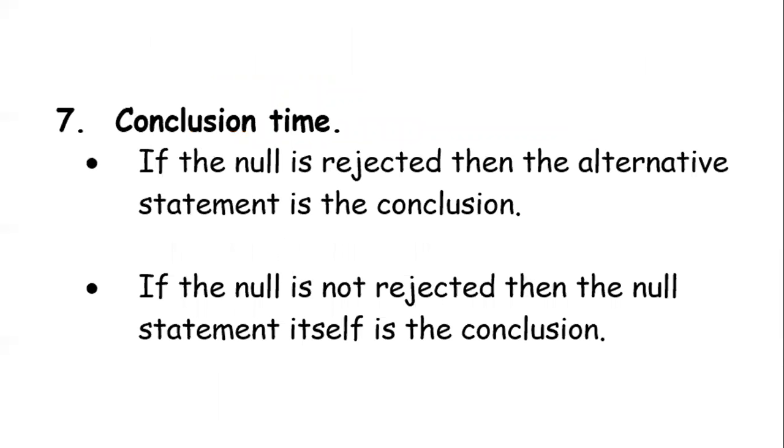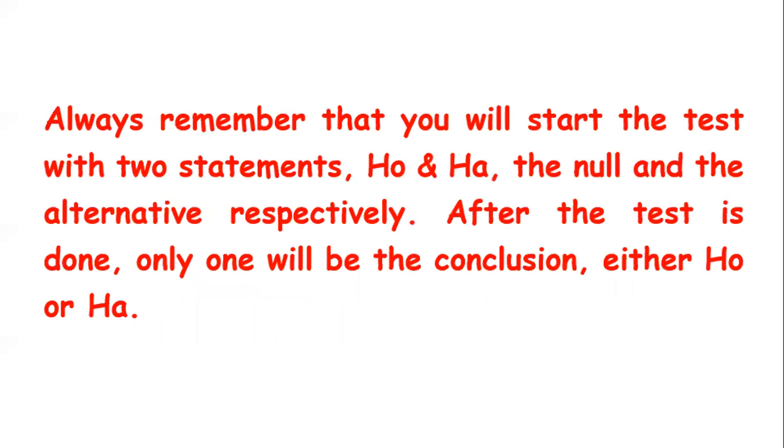Remember, you started with two statements, the null and the alternative. So if the null is rejected, then the alternative is the conclusion. But if the null is not rejected, then the null itself is the conclusion. So always remember that you will start the test with two statements, the null and the alternative, H0 and HA or H1, the null and the alternative respectively. And after the test is done, only one will be the conclusion, either the null or the alternative.